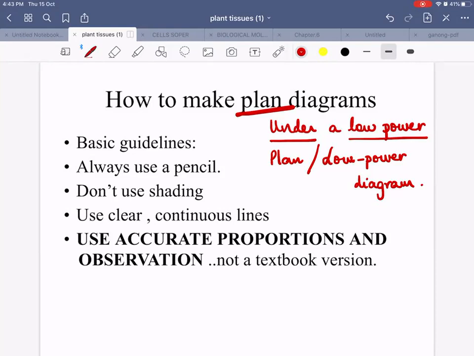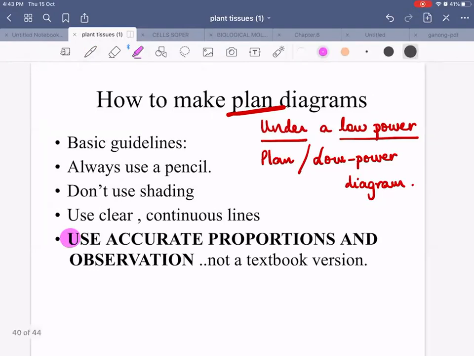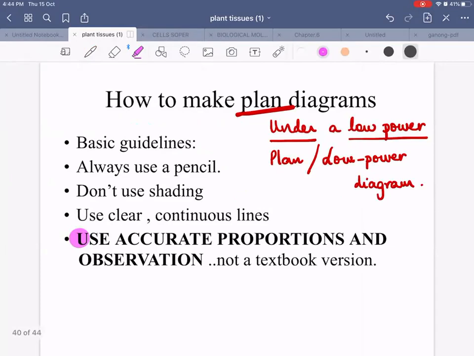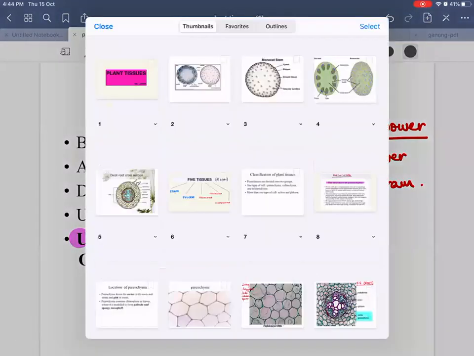Your plan diagram should not be a textbook version of the diagram that you're drawing. It should be the diagram that you are observing on the slide under the microscope, right? And what do we mean by making accurate proportions? I'll just give you an example. For example, let me show you this slide, right?